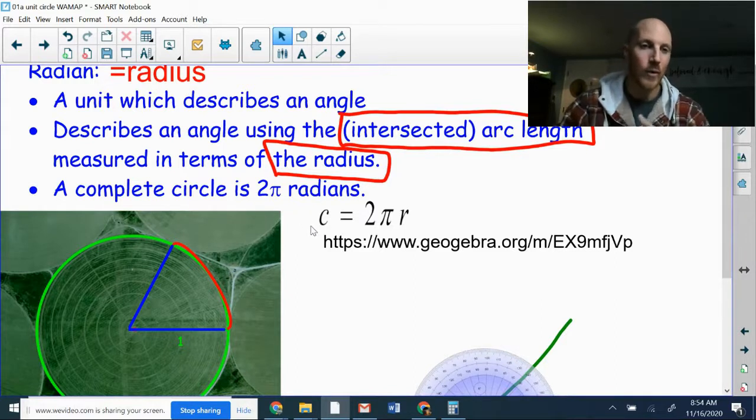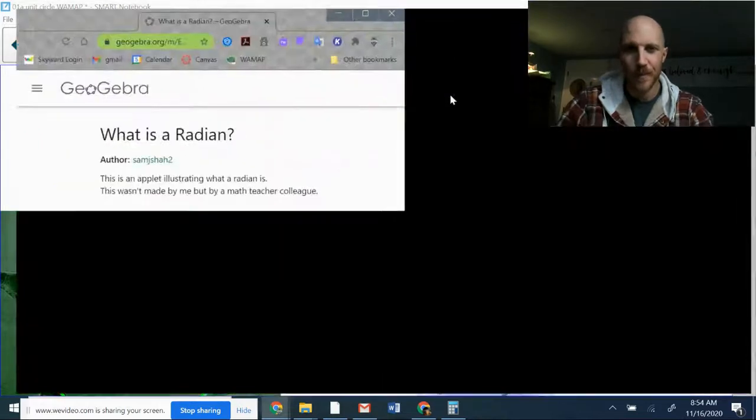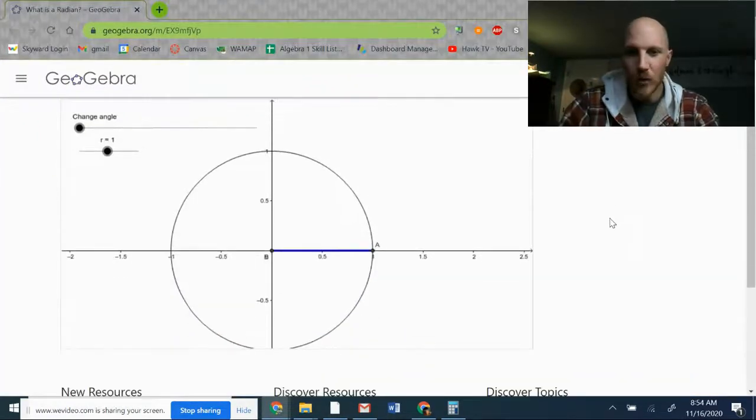And the reason mathematicians chose this particular size is because a complete circle is going to be 2 pi radians. That's how we calculate circumference, 2 times pi. And so that is where they got a radian from. Okay, so let me show you an illustration of how a radius translates into a radian. So I've got a circle.